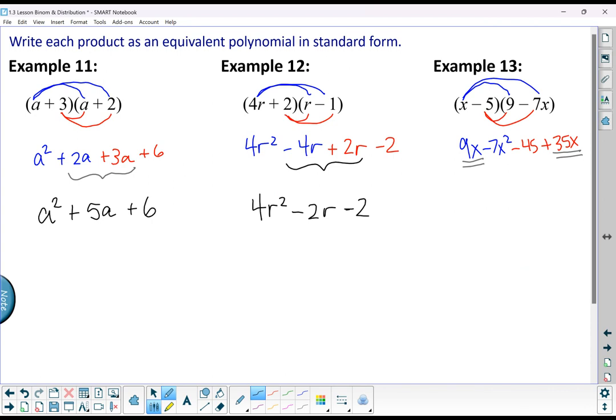So my answer, when I write it, is going to start with that most powerful term, which is the negative 7x squared. And then I'm combining the 9x with the 35x, which is 44x. And you can, of course, use your calculator to add those together. And then I've got that constant negative 45 term coming last.